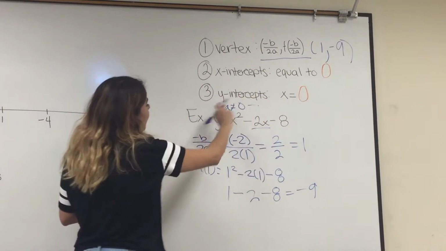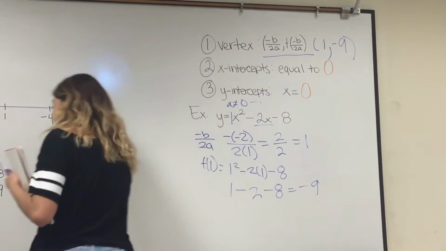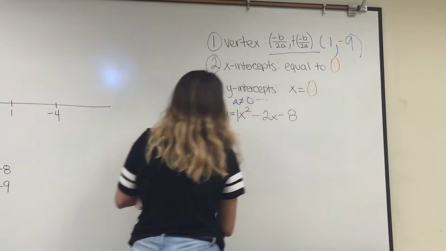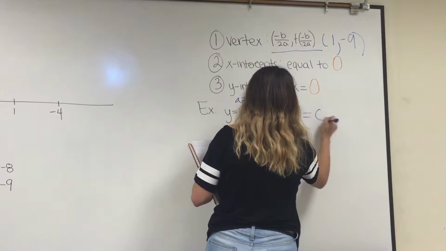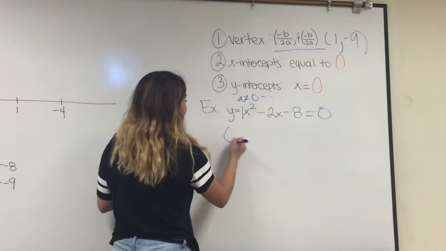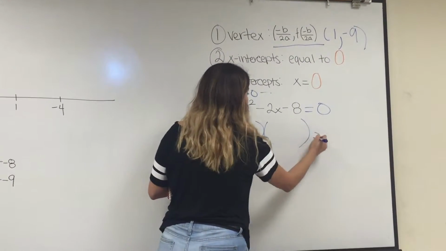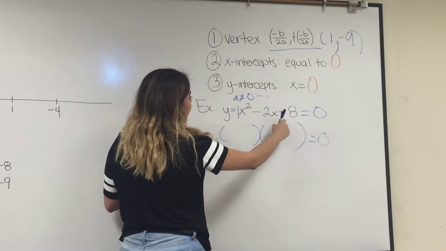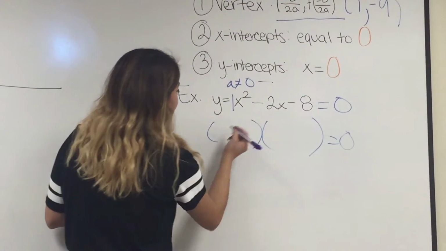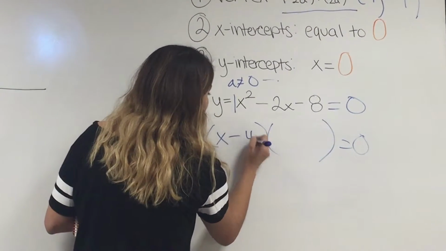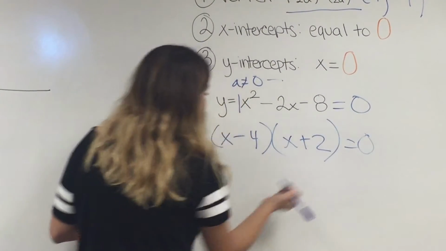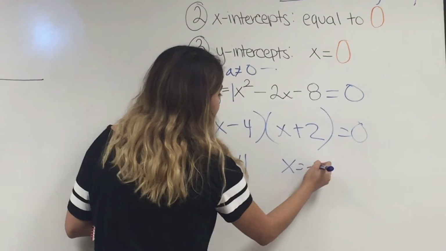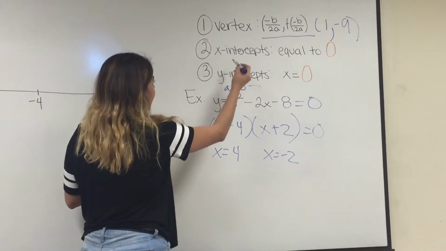For the x-intercepts, we have to set the whole equation equal to 0. So what we're going to do is factor it. So we find two numbers that multiply to give you negative 8, and when you subtract them give you negative 2. So that's x minus 4 and x plus 2. So then that's x equals 4 and x equals negative 2. So those are our x-intercepts.